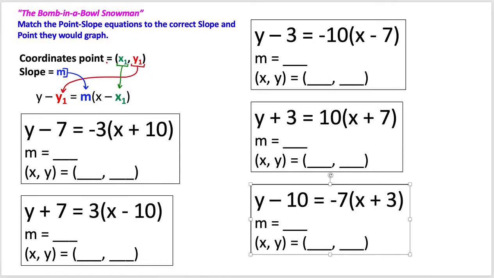So remember, point-slope is kind of weird. The slope just drops in the middle, and then the x and y crisscross, and then in the equation, they're actually opposite. So if you have a positive x, it'd be a minus x in the equation. And if you had a positive y, it would be a minus y in the equation. So x and y kind of have a little bit of an opposite thing going on, and then slope is just the slope. So here we go.